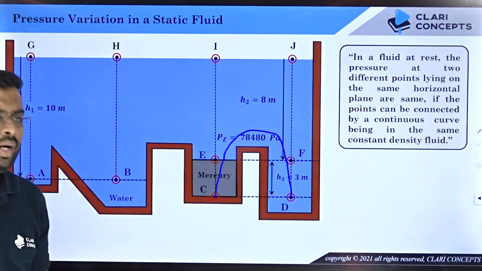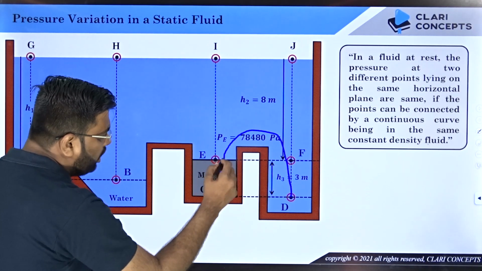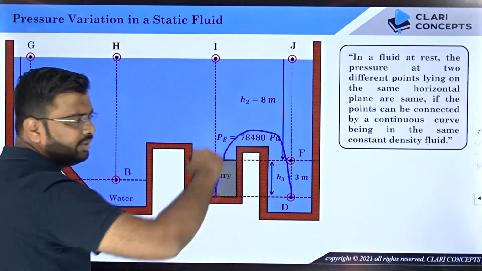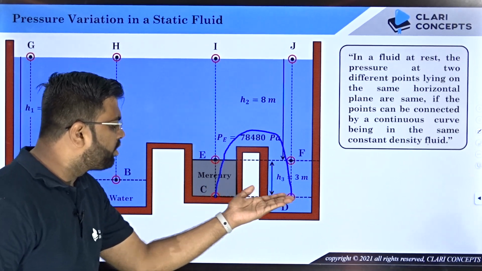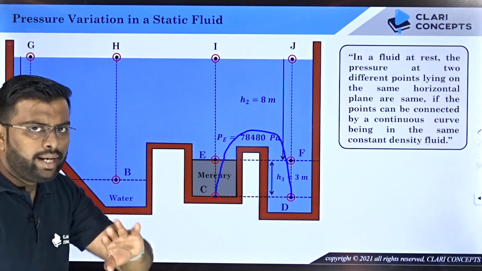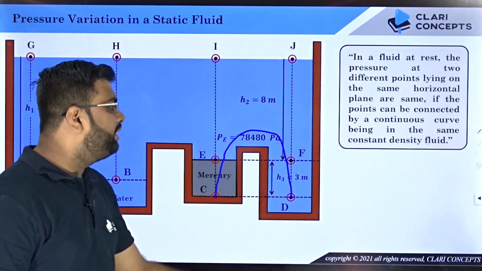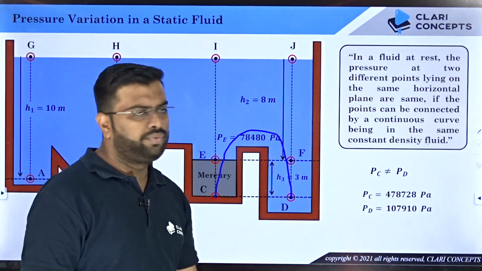You cannot do that at all. Why? Because when you connect this with a curve, you will see half of the curve lies in mercury and a part of it lies in water. So therefore, if you cannot connect two points lying on the same common horizontal plane by a continuous line being in the same fluid, then you can say that the pressure at C and D will not be equal, and therefore you found pressure at C is different and D is different.